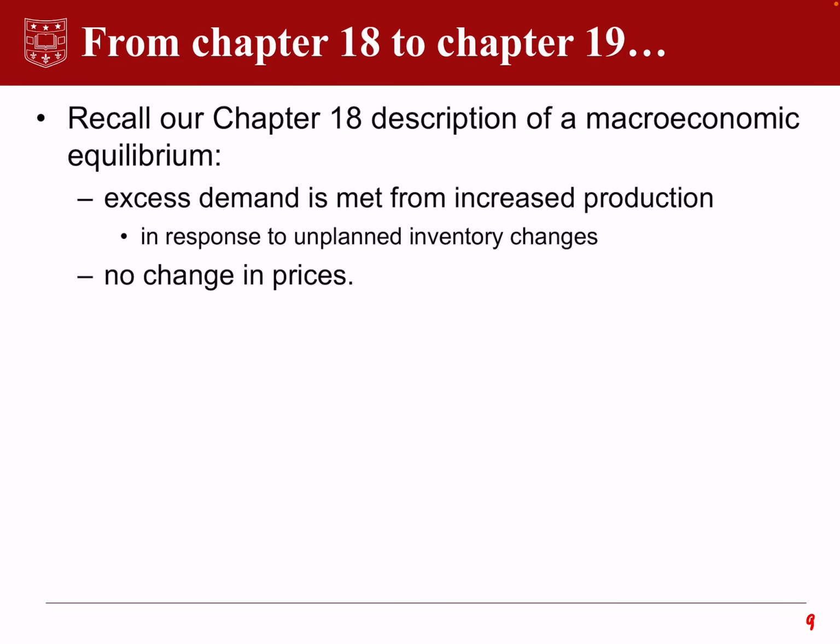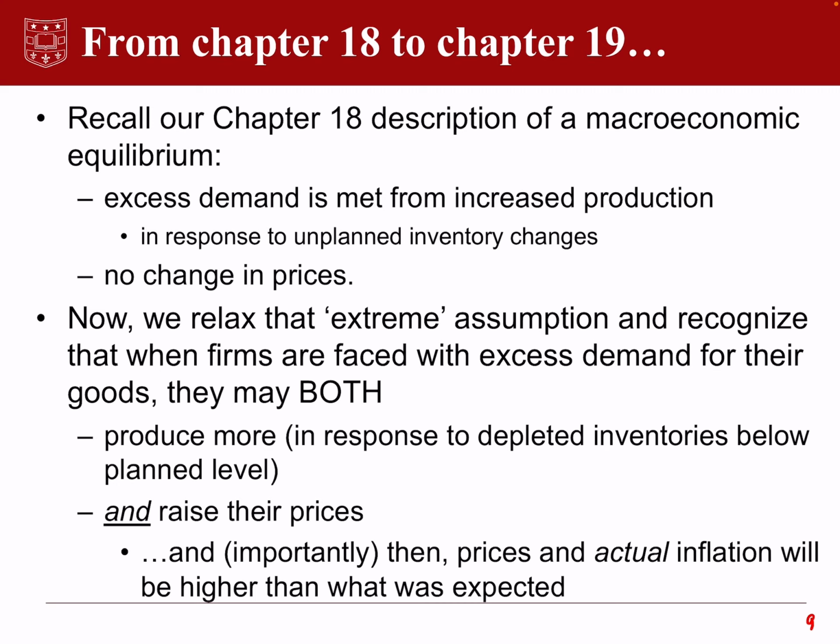So, what I'd like to do, before leaping into this discussion of what we mean by demand pull inflation, is to try to give you some sense of how Chapter 18 evolves into Chapter 19, which then in turn evolves into Chapter 20. So in chapter 18, we described a macroeconomic equilibrium where we said that when there is an excess demand for goods and services, so by excess demand, we mean for goods and services in the macroeconomy, that excess demand is met from increased production.